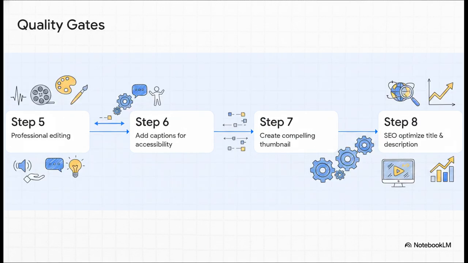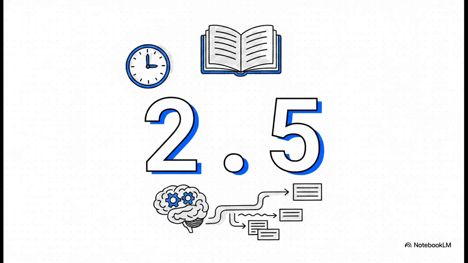Then we hit what we can basically call the media quality gates and deployment tasks. Step 1 is professional editing and color grading to make sure everything looks perfect. Step 2 adds captions for accessibility, which is a crucial test that absolutely must pass for modern content today. Step 3 creates a compelling thumbnail. And finally, Step 4, SEO optimizes the title and description, effectively preparing the final product to be successfully deployed out to the public algorithm.